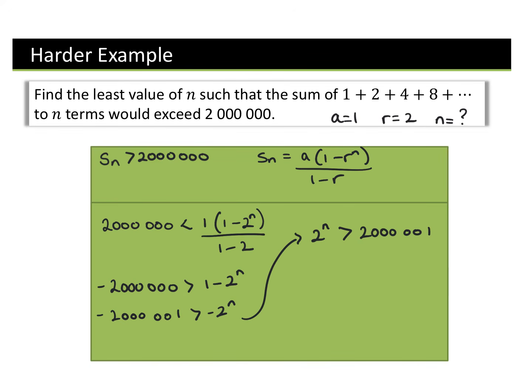Using logs. Now remember the log law. A to the power of b equals c. This now means that b equals log to the base a of c. So n is greater than log to the base 2 of 2 million and 1. I'm going to put that into the calculator and it's going to give me 20.9. So the smallest possible value is when n equals 21.